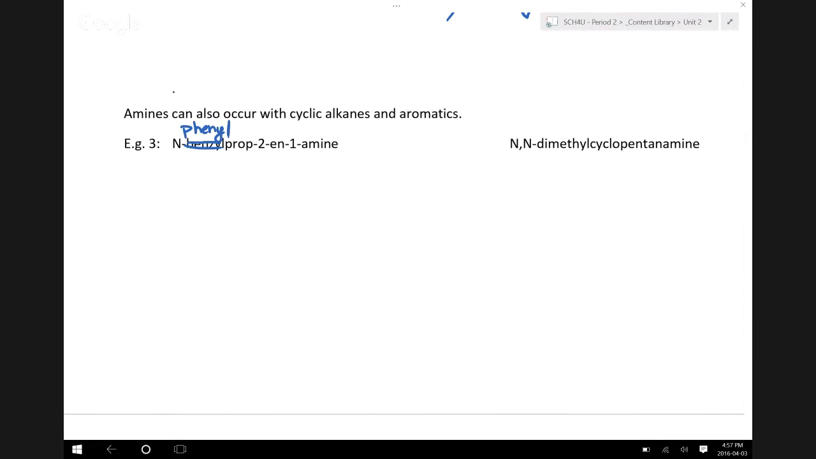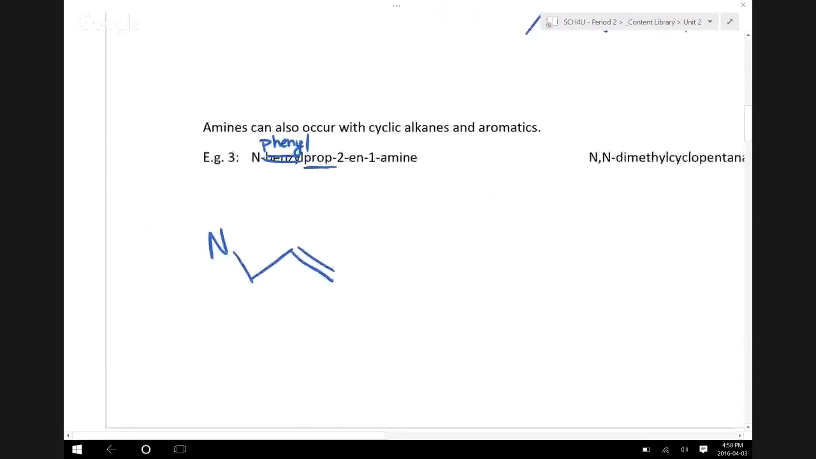So N-phenyl propenamine. Holy crap, what's going on here? Well, before we get too concerned, prop tells us that we have a 3-carbon chain. 1, 2, 3, just like that. And that carbon 2 has a double bond. And that carbon 1 down to an amine. And then N-phenyl tells us that that amine is stuck to a benzene ring.